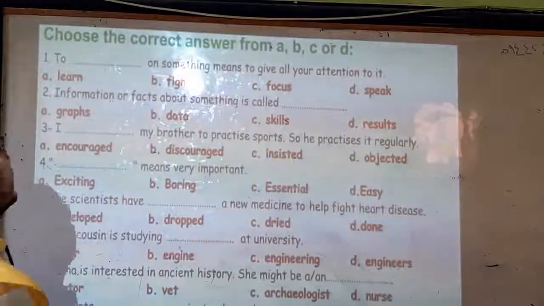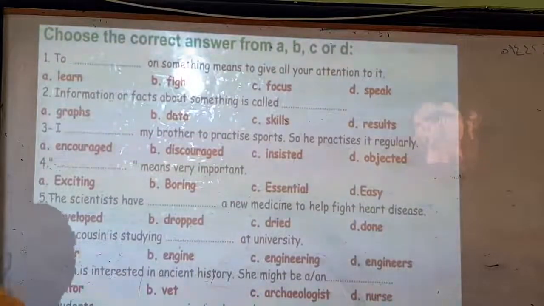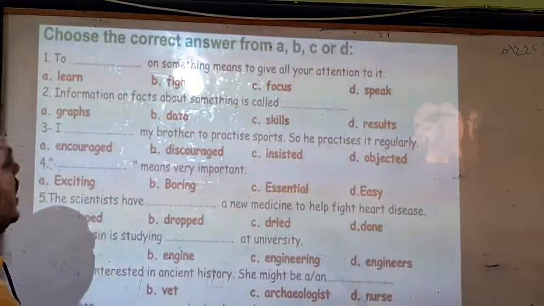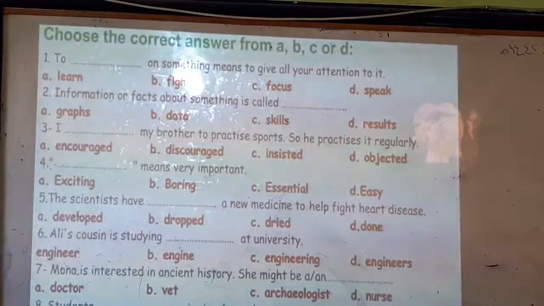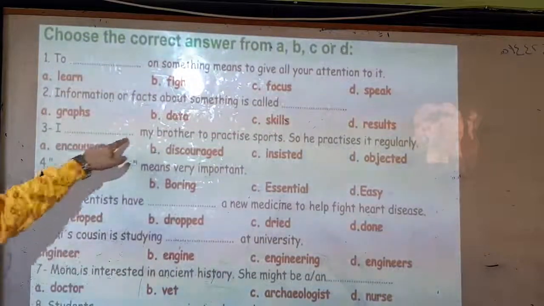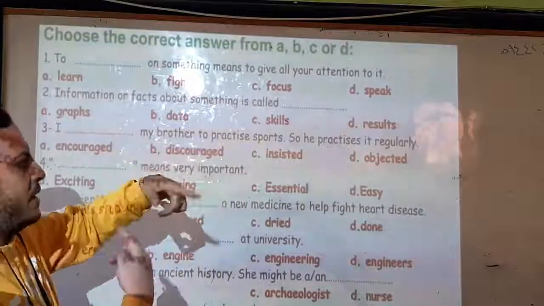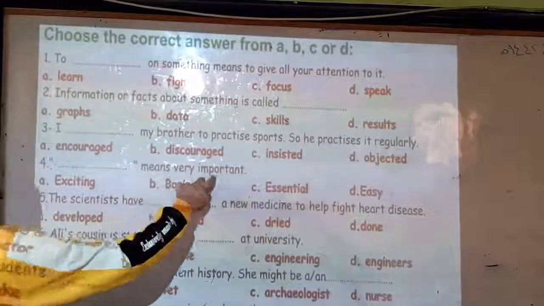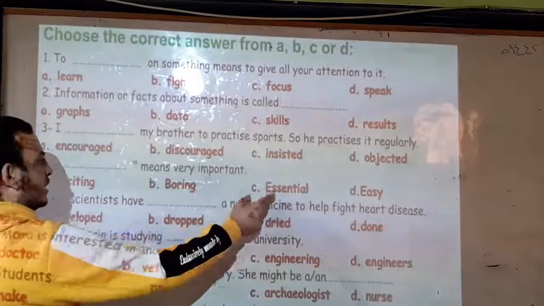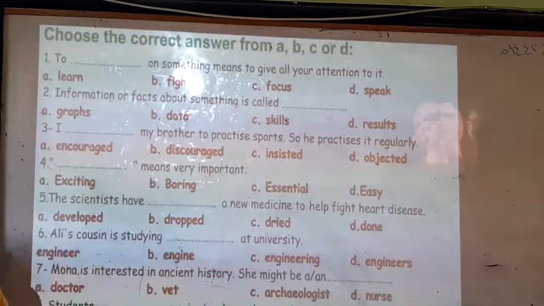Let's go to the next exercise on vocabulary, some practice on the words. To focus on something means to give all the attention to it. Information or facts about something is called data. I encouraged my brother to practice sports, so he practices it regularly. Essential means very important, basic or main.